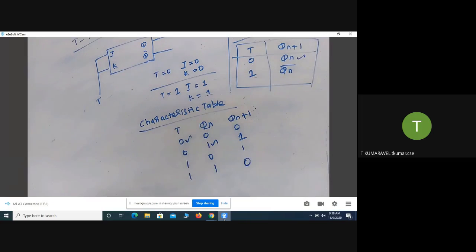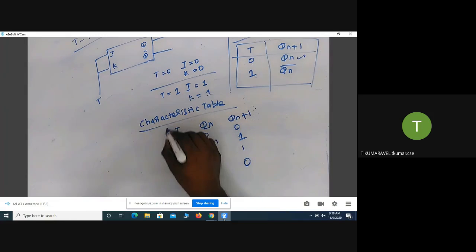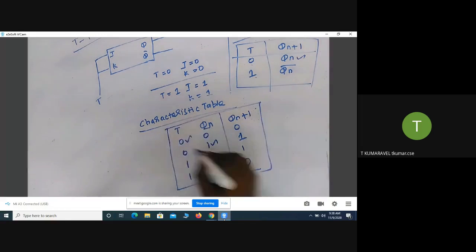Sorry, this is called a characteristic table. Is it okay for you?